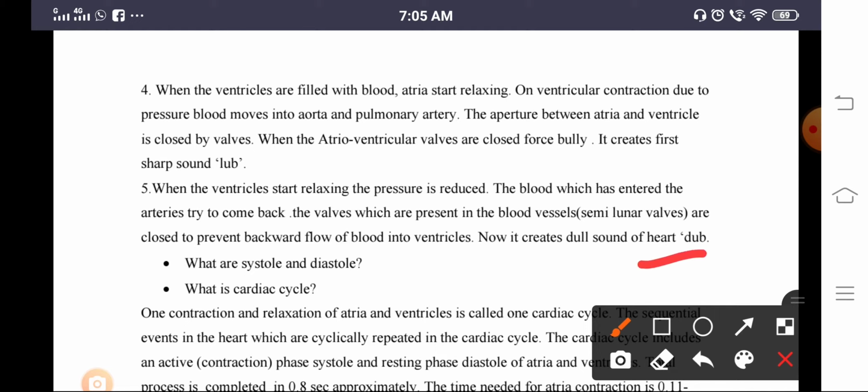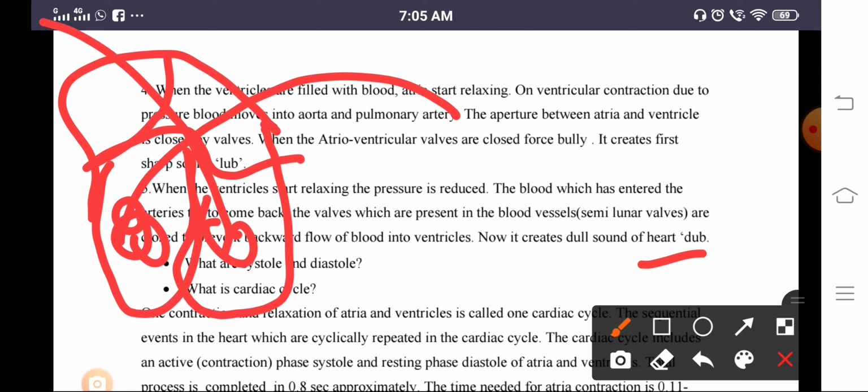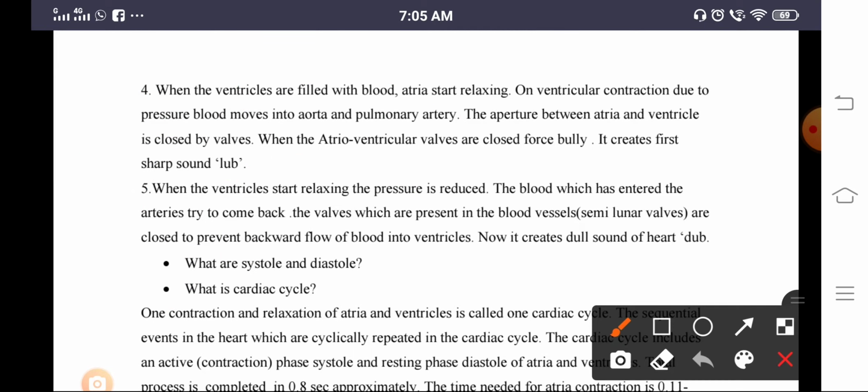Whereas in the fifth step, what happens? When the ventricles contract, blood goes to the lungs and to different body parts through the pulmonary artery and systemic artery. Now, after blood enters the lungs and different body parts, the ventricles will be relaxed. Pressure is reduced. The blood which has entered the arteries tries to come back.